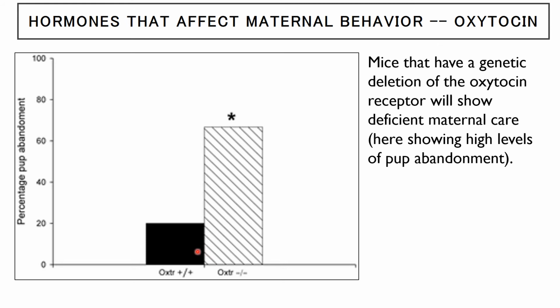So we have mice that are wild type and they have normal oxytocin receptor expression. And then we have other mice that were knockouts. So they do not have a functioning oxytocin receptor. So even if they have a surge in oxytocin, it won't make a difference. It can't act on the brain. And these mice are much more likely to show pup abandonment. It's more than 60% compared to around 20%.